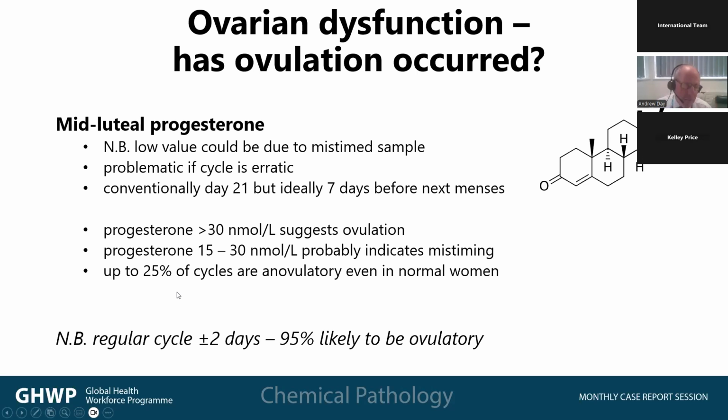It's worth remembering that up to 25% of cycles are anovulatory, even in normal women. So it's usually worth checking a 21-day progesterone at least twice before making a decision that ovulation isn't happening. On the other hand, if a woman's having a regular cycle to within a day or 2, particularly if it has a fairly normal cycle length, it's pretty likely from a clinical perspective that ovulation is happening.